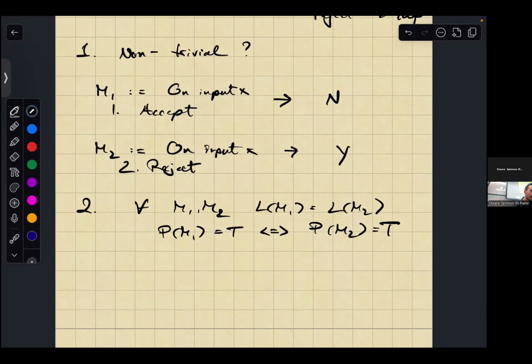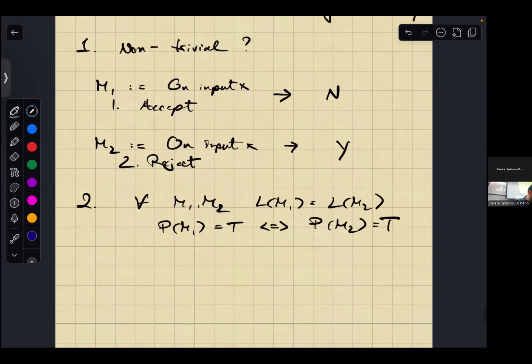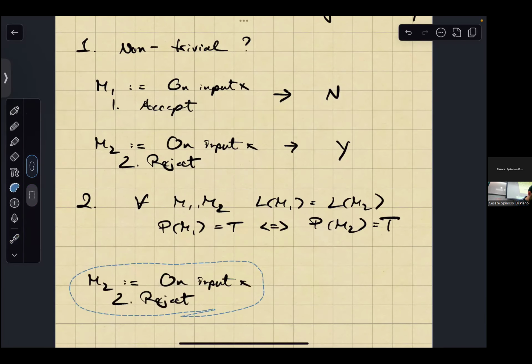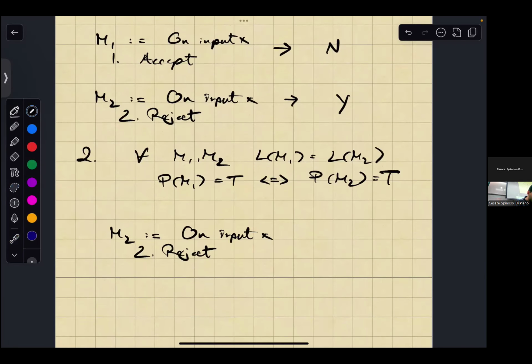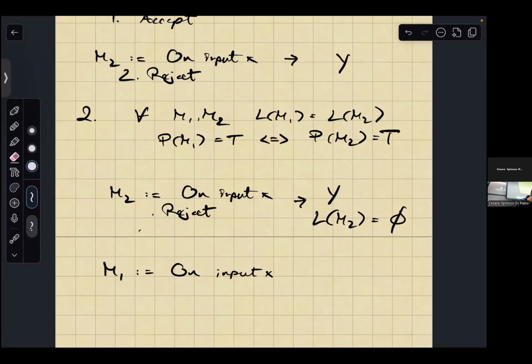And to do that, I'm going to use this inspiration, right? So I'm going to use M2 as the same as this example, like for non-triviality. So M2 is going to be the same. So I know that this is a yes, and I also know that L of M2 is empty, right? Because it rejects everything, so it doesn't accept anything. So L of M2 is empty. Then I'm going to create a Turing machine M1, which on input X is going to do something a bit different. Can anyone guess what M1 is going to do? Loop, yes, very good. It's going to loop on X, no matter what the X, right?